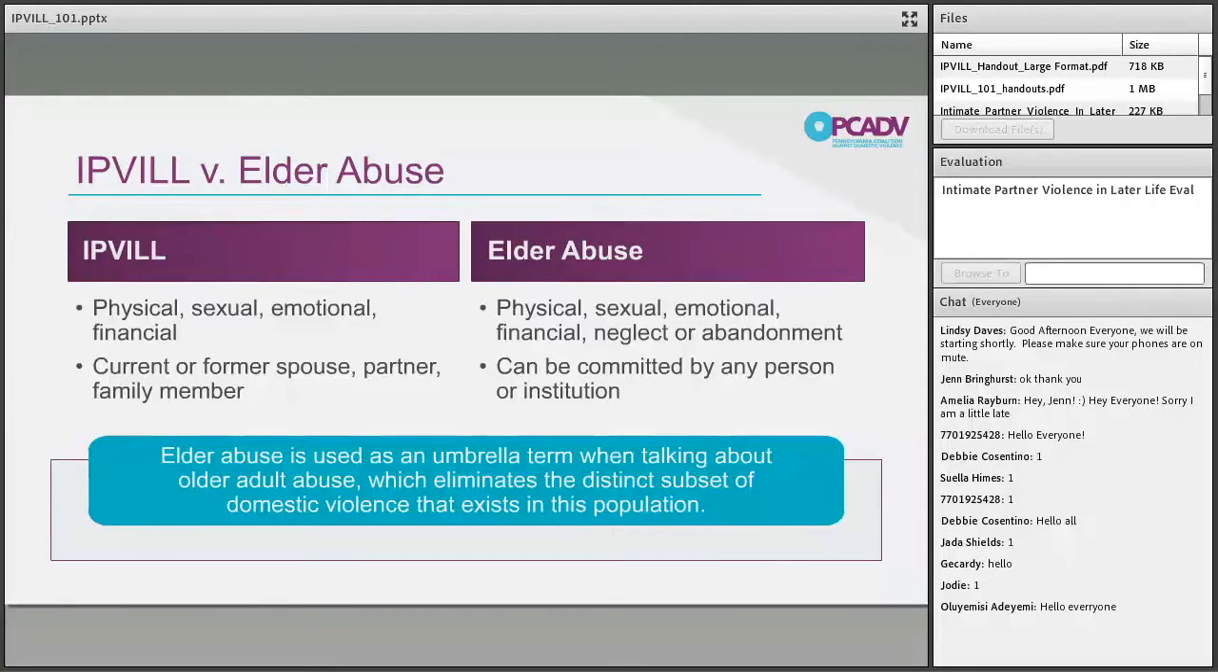Elder abuse, again, is used as an umbrella term when talking about older adult abuse, so it eliminates the distinct subset of domestic violence that exists in this population. Using the term elder abuse erases domestic violence from the older adult situation, and elder abuse cases are often handled by the Department of Aging. In Pennsylvania, we have two separate agencies. We have Adult Protective Services, but Older Adult Protective Services is specific to this population of 60 and older, and they use a medical model to provide protection from vulnerabilities, whereas our approach to IPVILL is the survivor-centered, trauma-informed approach.